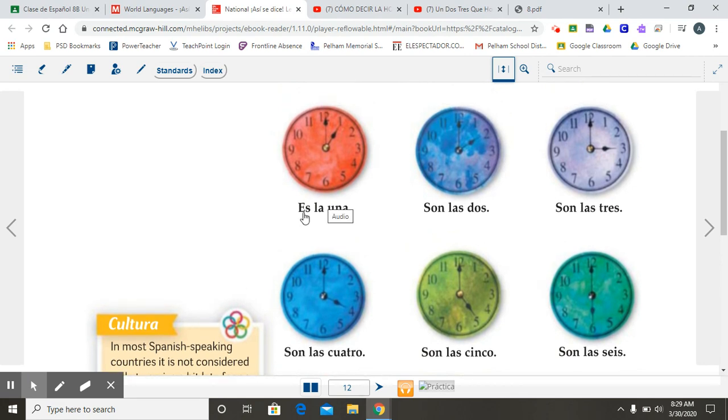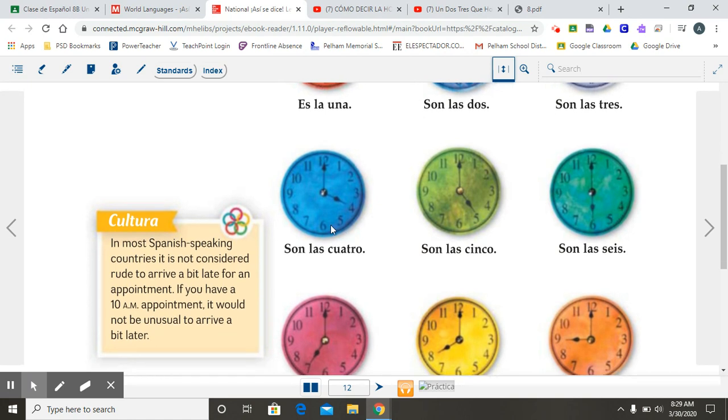Number 1. Es la una. It's 1 o'clock, right? Es la una. Very good. All right. Try to follow along and practice with me. Ready? Son las dos. Now it's 3 o'clock. Son las tres. Let's keep going. Ready? 4 o'clock. Son las cuatro.